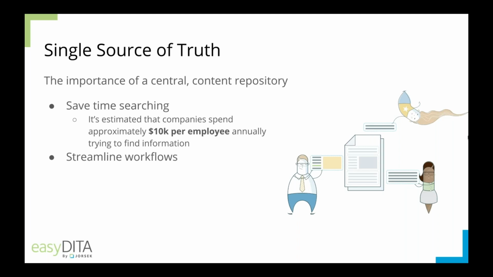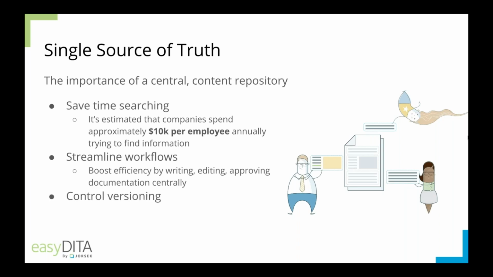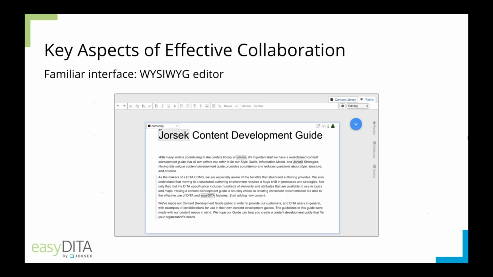You can streamline workflows within the single source system, so you understand what is next in the workflow and whose turn it is to contribute. You can boost efficiency by writing, editing, and approving documentation in the central single source system. And like we've been talking about, you can control the versioning, prevent documents from multiplying with incorrect versions, and understand what the final version is.